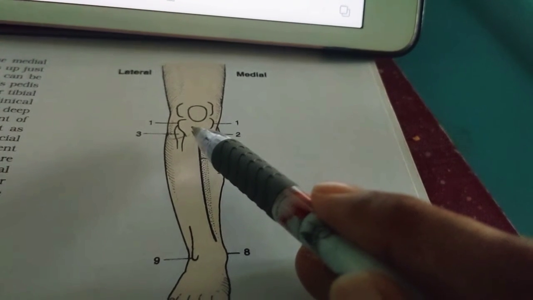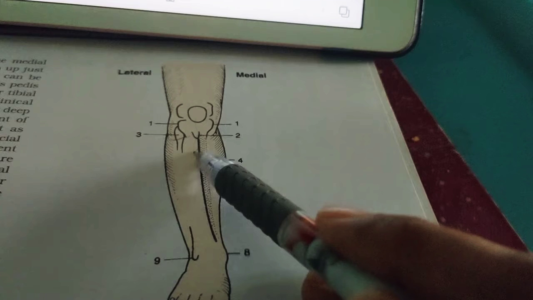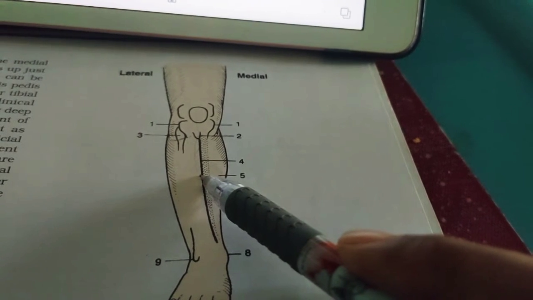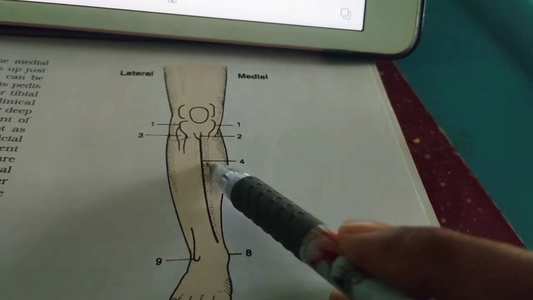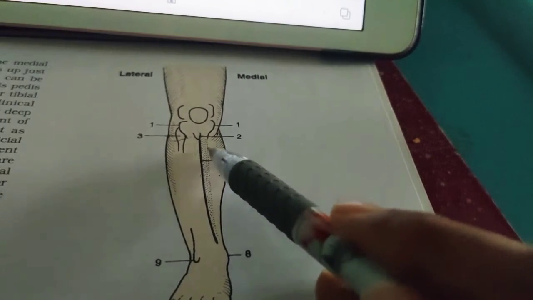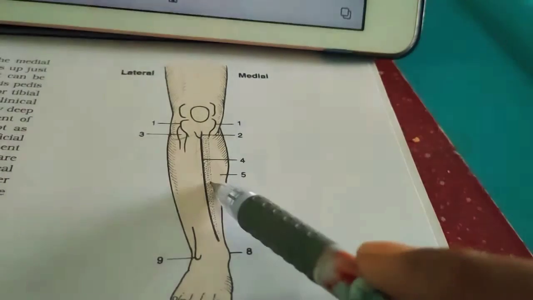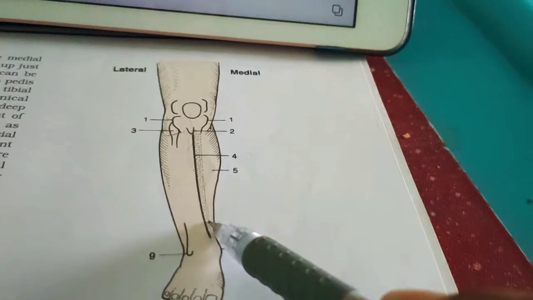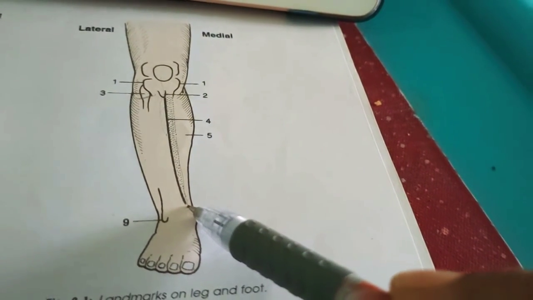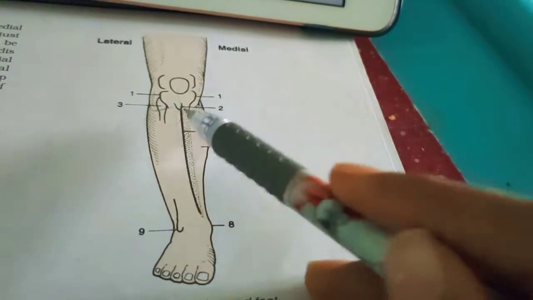Next, coming to the shin. The shin is the subcutaneous anterior border of the tibia. It is sinuously curved, extends from the tibial tuberosity to the anterior margin of the medial malleolus, till here. And next, it is better defined in the upper part than in the lower part.